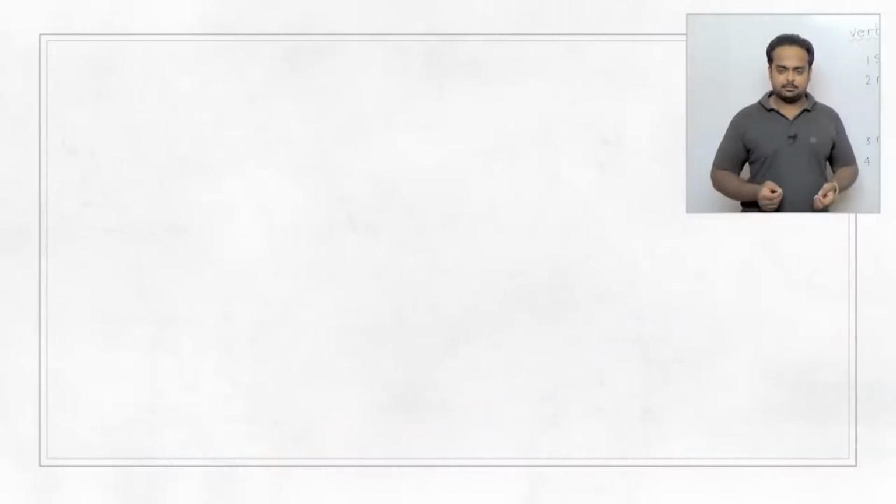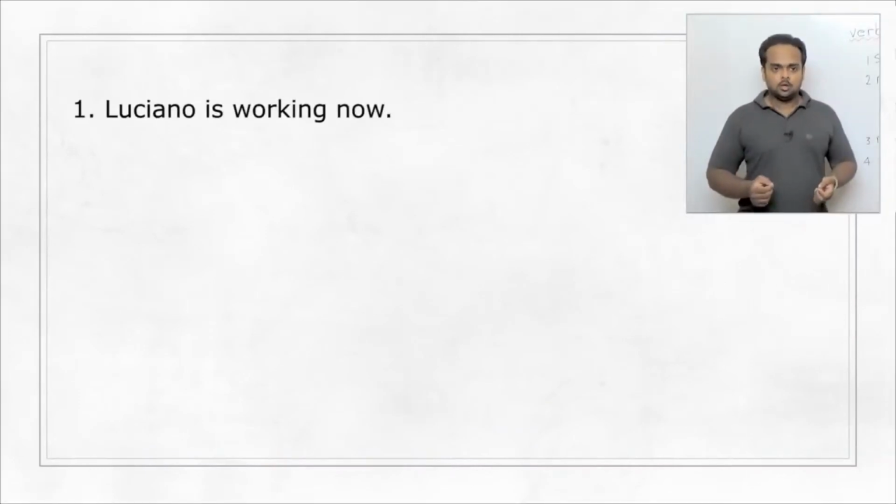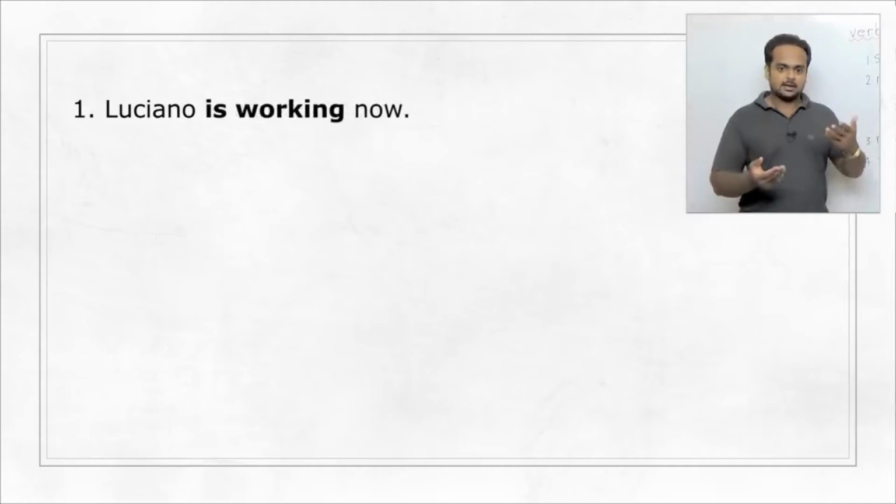Let's look at some examples with these. "Luciano is working now." In this sentence, there are two verbs. Can you tell me which are the two verbs? Is and working are the two verbs. Which is the main verb? The main verb is working because that shows the action that is happening. So what about is? What is it doing?